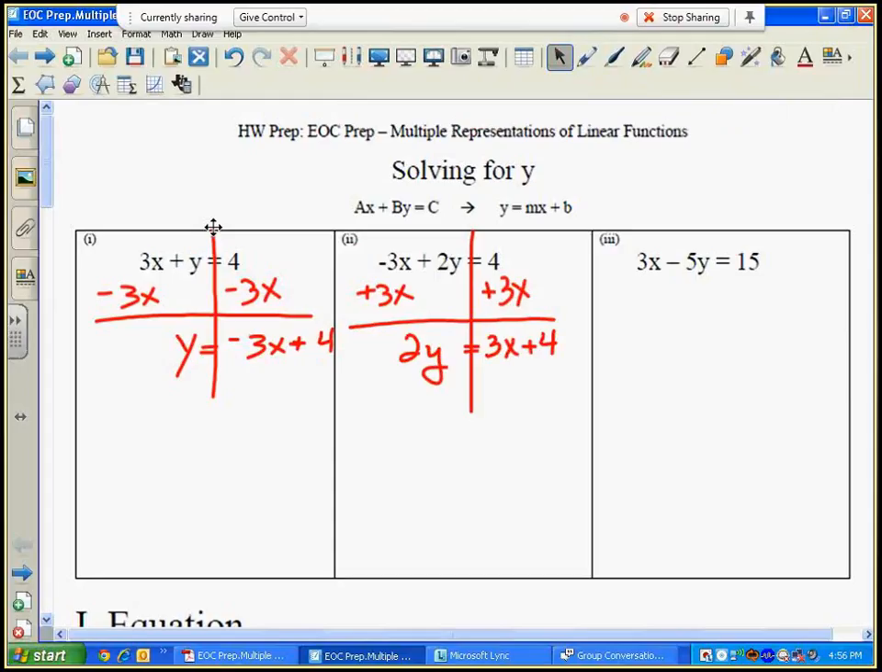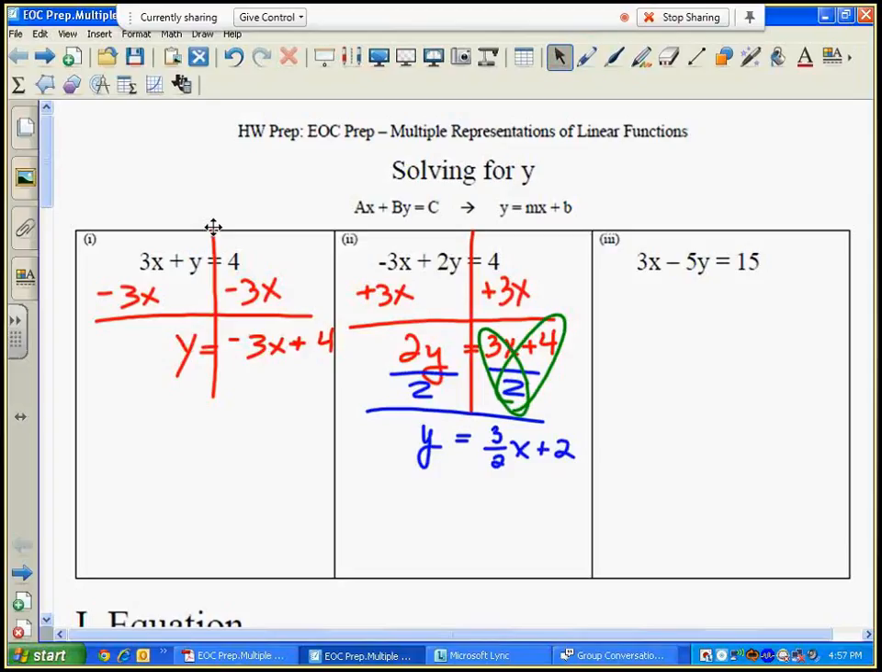Now I can't leave it like that because it's not solved for y. But I can divide away this 2. A common mistake that people make is that they don't divide each one of the terms on the right by the 2. In other words, it's the 3 divided by 2 and the 4 divided by 2. So it's like you have two division problems there. Well, the 3 over 2 is a fraction. It can't be reduced, so we'll just leave it as 3 halves x. The 4 over 2 can be reduced. It's a 2, and we have y equals 3 halves x plus 2.